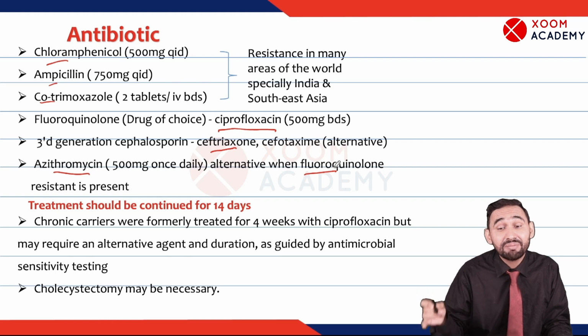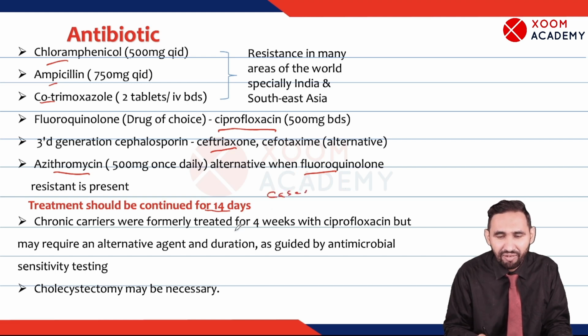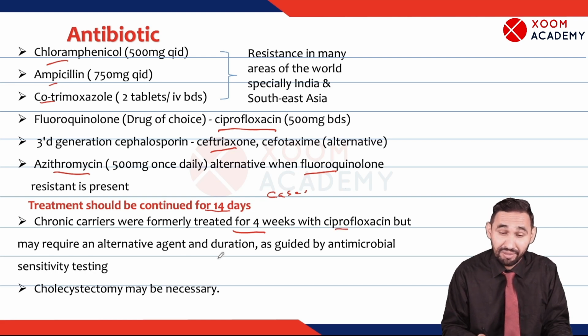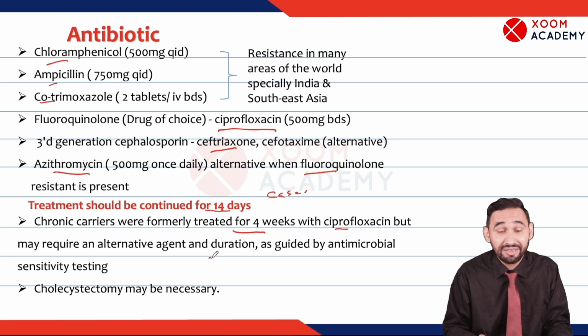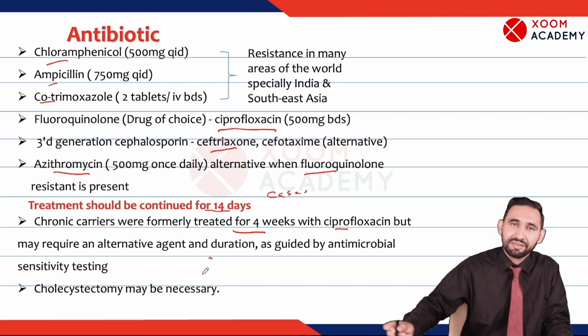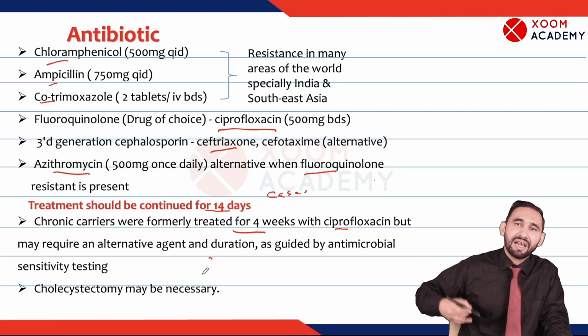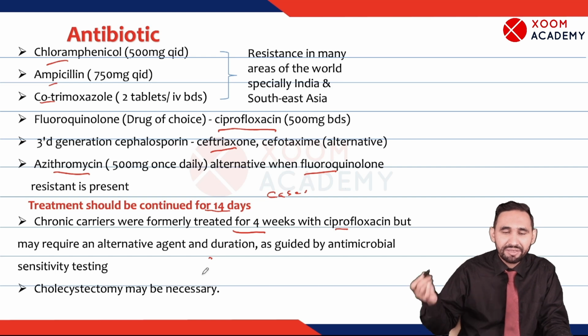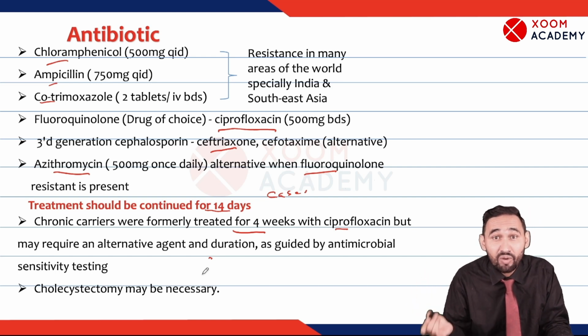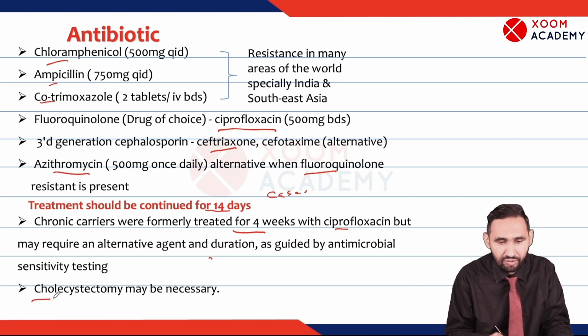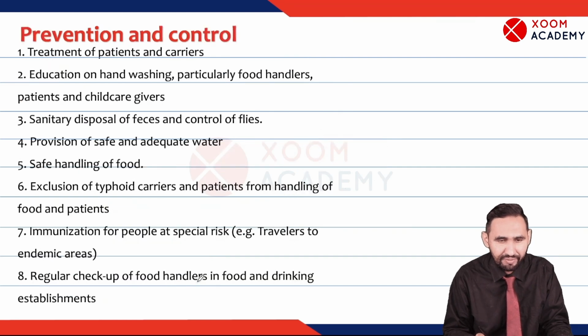We should give treatment for at least 14 days. Cases should be treated for 14 days, but carriers should be treated for 4 weeks. They can be given ciprofloxacin, but may require alternative drugs. In some cases, where typhoid bacteria reside in the gallbladder, cholecystectomy may also be done in chronic carriers. So you have to remember cholecystectomy.